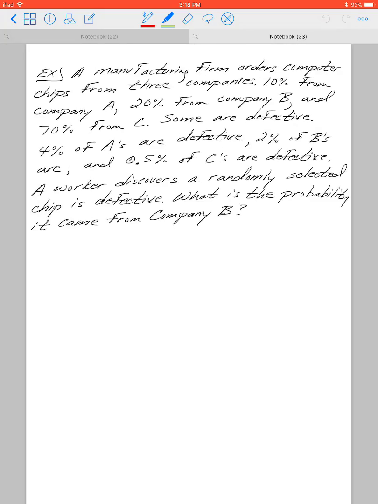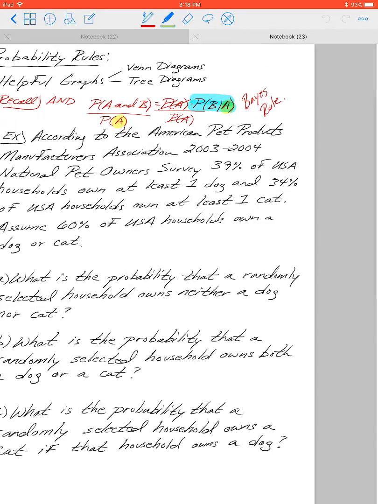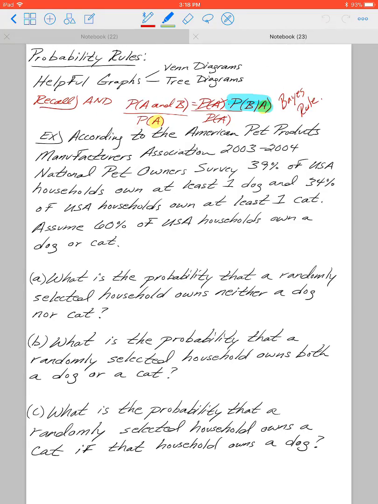We have Bayes' rule on the side for us to think about, and the first example says, according to the American Pet Products Manufacturers Association 2003 through 2004 National Pet Owners Survey, 39% of USA households own at least one dog, and 34% of USA households own at least one cat. Assume 60% of USA households own a dog or a cat.